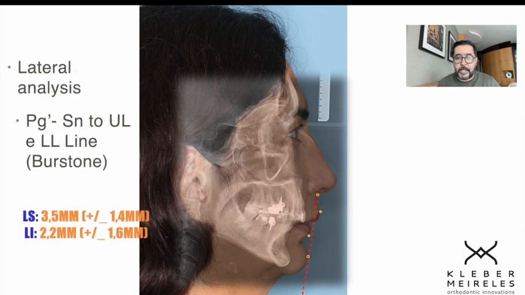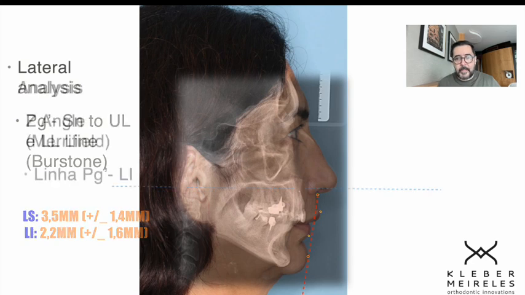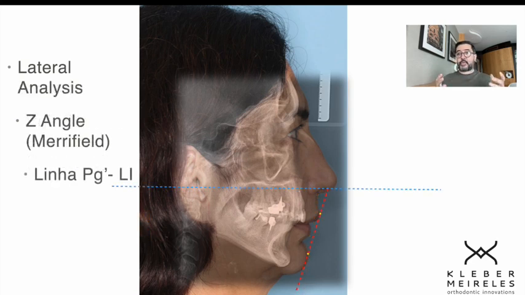And we have the upper lip in front of the lower lip, a long distance between them, and the lower lip behind the line between the soft pogonion and the subnasale. Okay. And we see that as a reference to understand what to do regarding the torque. This is a good line for understanding what to do with the torque. Also, she has this mandibular deficiency, pogonion deficiency also.